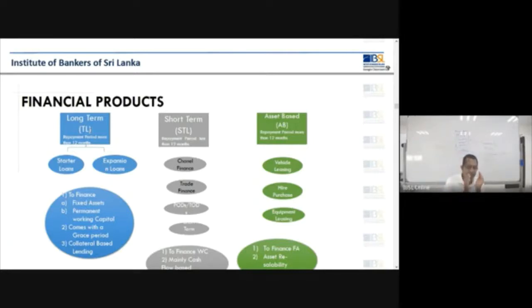A starter loan is a loan given for startups to start a business. An expansion loan is for an existing business where they want to expand or modernize their capacity or production. Normally all long-term loans need to be backed by security. It's given for fixed assets and permanent working capital.